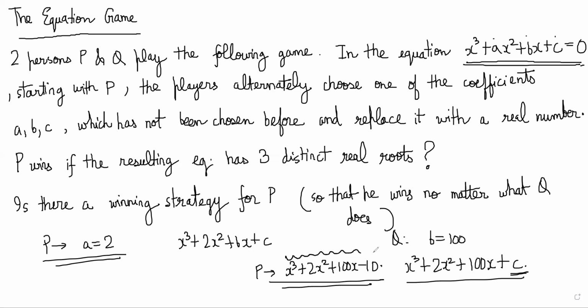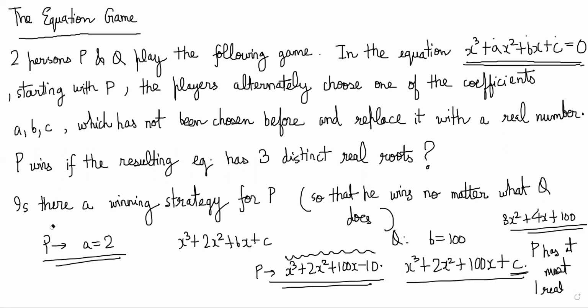So basically, you can now check this equation. If you remember calculus, f dash x here is the quadratic 3x squared plus 4x plus 100, and I don't think this has any real roots. The discriminant of this quadratic is negative, so it has no real roots. So technically, P has lost this game. The quadratic has no real roots, so the cubic is always increasing and can cut the x-axis only once, so it has at most one real root. So in this iteration of the game, P has lost.